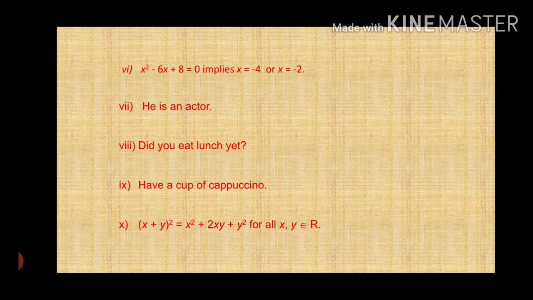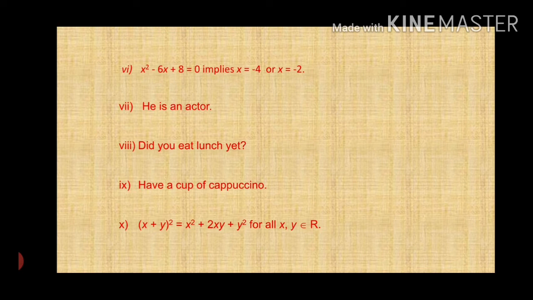Next example. X square minus 6x plus 8 is equal to 0 implies x is equal to minus 4 or x is equal to minus 2. Now first way to check whether it is a statement or not. Yes, it is a statement because it is a simple declarative sentence. Now we'll check the values of x. See over here, x square minus 6x plus 8 is equal to 0. So you have to split this minus 6x, correct? To get the product 8.